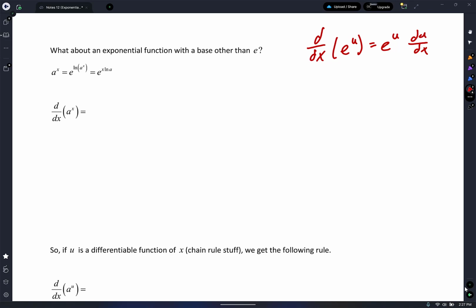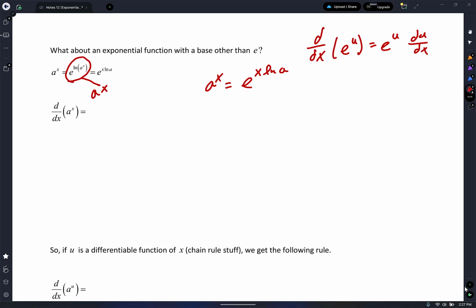So we're going to rewrite a to the x. A to the x is the same as e to the ln of a to the x. We did that yesterday, right? That's the algebra. Remember the e and ln cancel out? This is just a to the x. And then look, I'm going to bring the x to the front. So a to the x is the same thing as e to the x ln of a. The power rule for logarithms. I brought the x to the front.